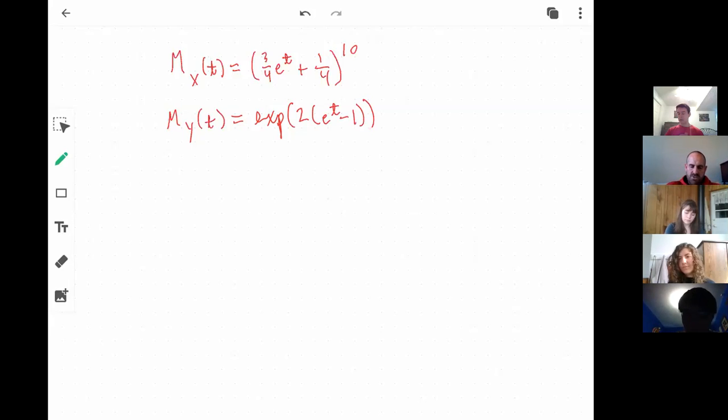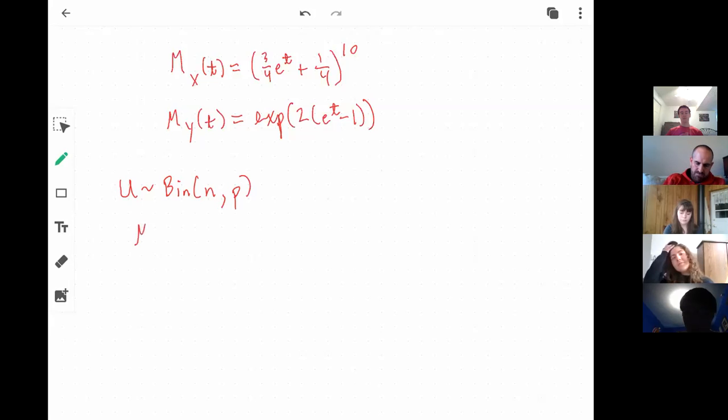Okay. So let me remind you of something, okay? Let me just remind you of something. Suppose I'm going to use a couple of other random variables. Suppose U was distributed as binomial with n trials and proportion of success p. What would be the moment generating function of U?